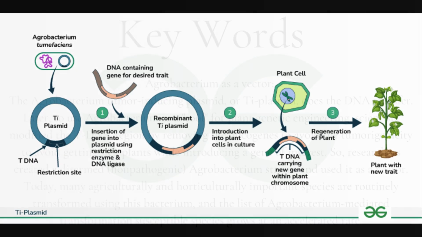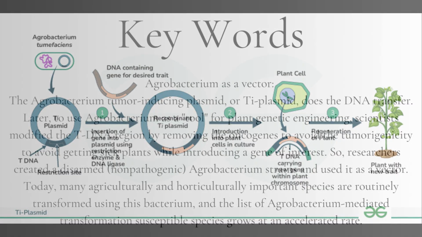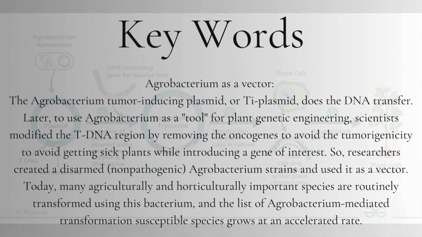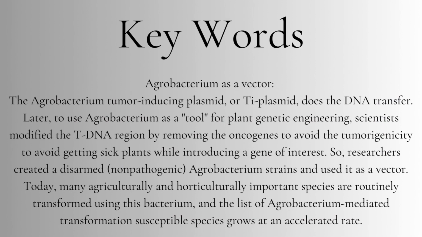Our next keyword is Agrobacterium as a vector. Scientists have modified Agrobacterium's Ti plasmid by removing tumor causing genes, thus creating a safe version for genetic engineering. This disarmed Agrobacterium is now widely used as a vector to transfer desired genes into plants. Many crops and horticultural species are routinely transformed using this method, and its applications continue to expand.